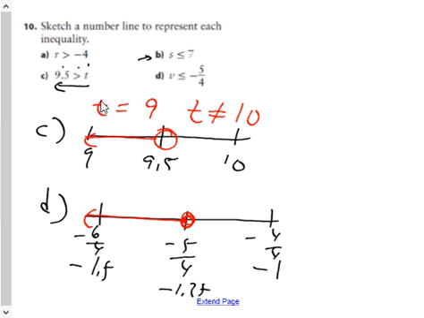And in D, V could be, if we wanted it to be, negative 1.5, but V could not equal negative 1. Those are some solutions that you could possibly have, but those are just simple ones.